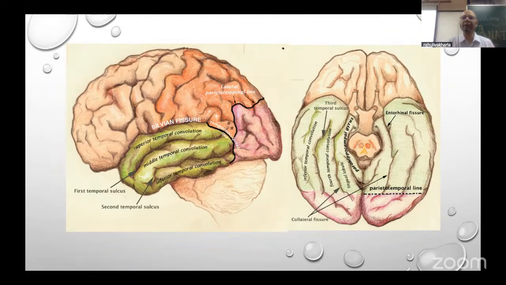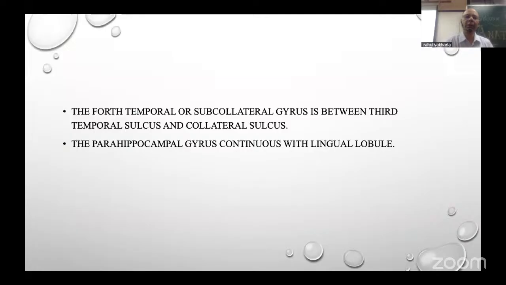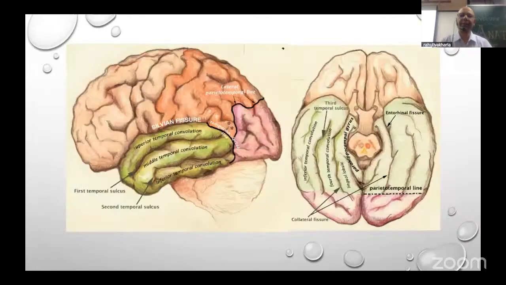Now coming down to the inferior surface, there is a fourth convolution called the occipito-temporal gyrus, and there is a small collateral fissure. This gyrus is called the temporo-occipital gyrus, and this is called the lingual lobule, which the parahippocampal gyrus continues behind. So this is the written part of it.